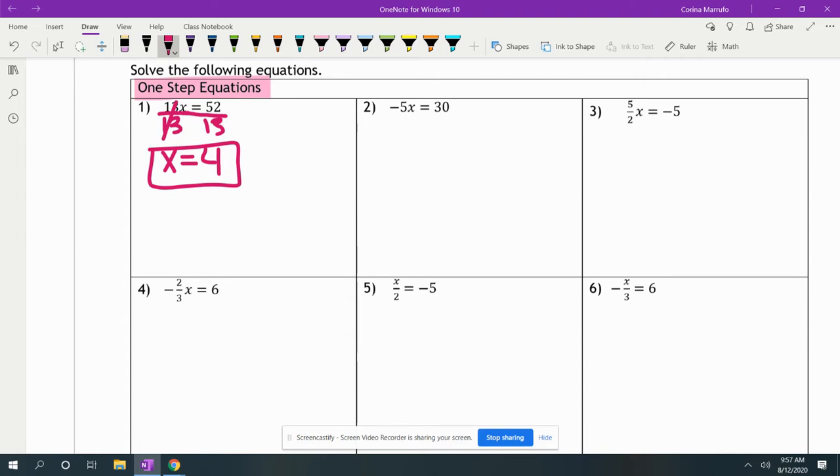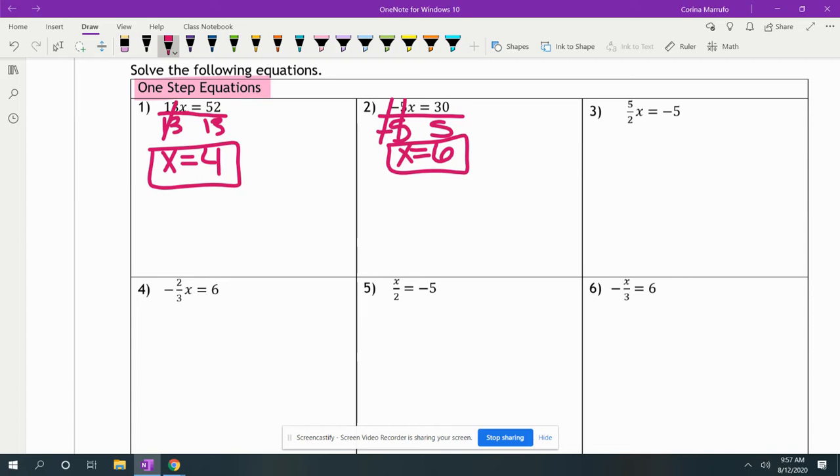So if we look at the next one, it says negative 5x equals 30. So it's similar. We're going to have to do the opposite and divide. And not only do we have to divide by the 5, but we also have to divide by the negative. That way the two negatives make a positive. And then 5 divided by 5 also cancels each other out, and that gives us x equals. And remember, what you do to one side of the equal sign, you have to do to the other side of the equal sign. So 30 divided by 5 gives you 6.